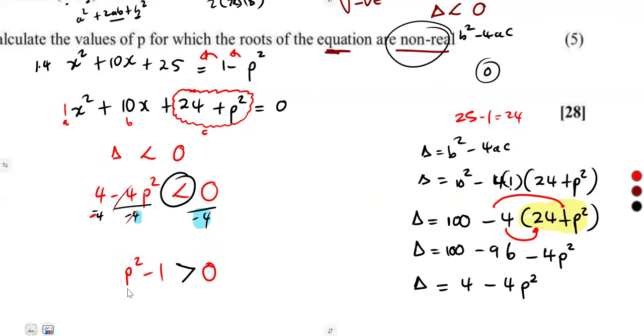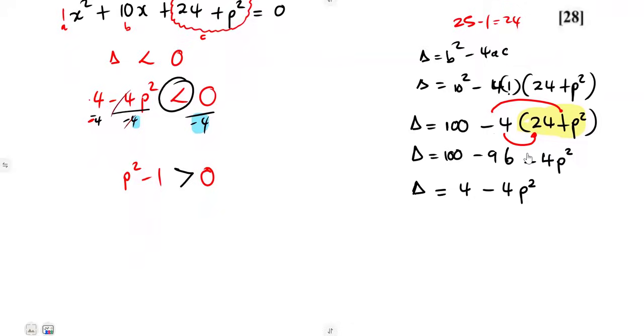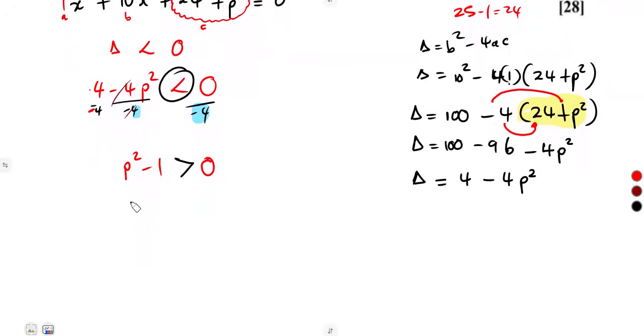So this is it. We just avoided working with a negative on the coefficient of p squared. Not to say you cannot do that. You can, but you can just avoid dividing by a negative. But don't forget to change the inequality sign. So for you to solve for p, this is a difference of 2 squares. P minus 1 into p plus 1 is greater than 0.